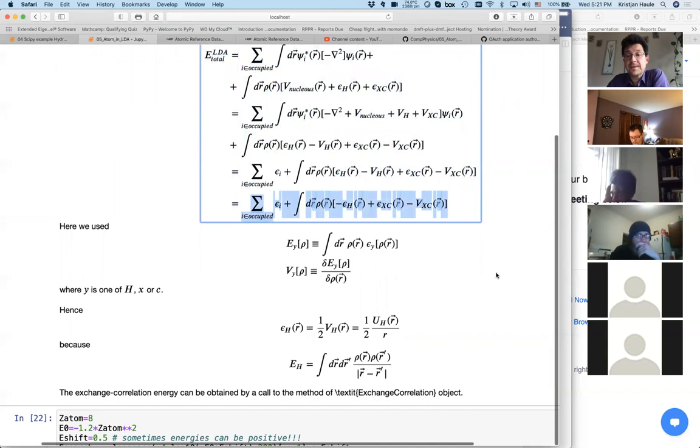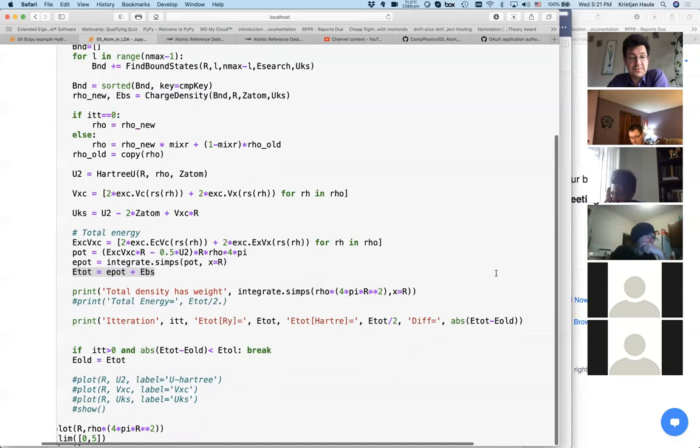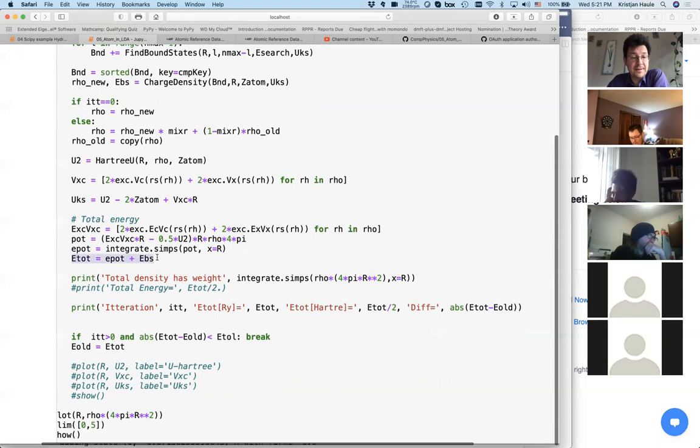Now, this total energy is, of course, the total energy on the current charge density. And we are gonna check how different this is from the previous total energy. So here we're gonna check what is the total energy minus the previous total energy, which we called E alt. And when the absolute value of this is less than tolerance, which is 10 to the minus 7, we're gonna break out of the loop. Of course, we shouldn't break out of the loop if accidentally in the first iteration the two are equal, but that shouldn't happen. But it's a good idea to check that.